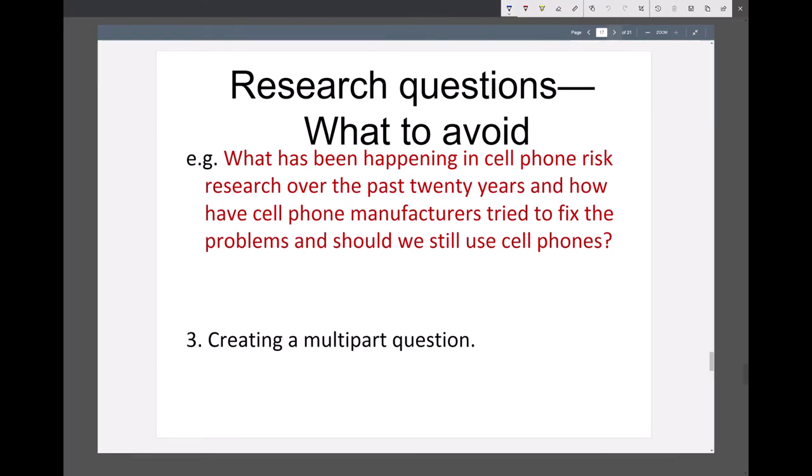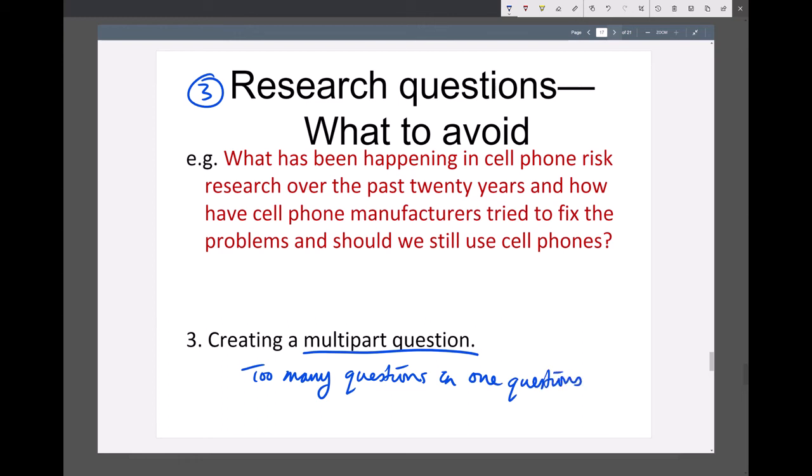Okay, mistake number 3. You can say too many questions in one question. Number 2, you have too many results, you're too broad. Here, you're trying to ask too many questions at once. Too many questions in one question.